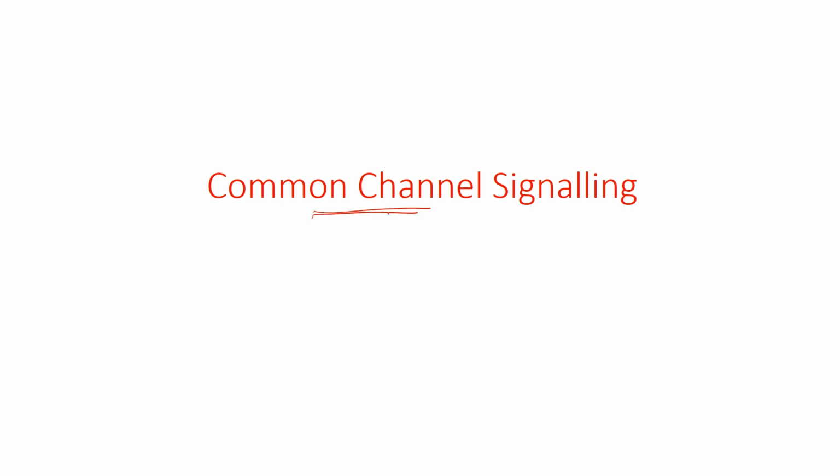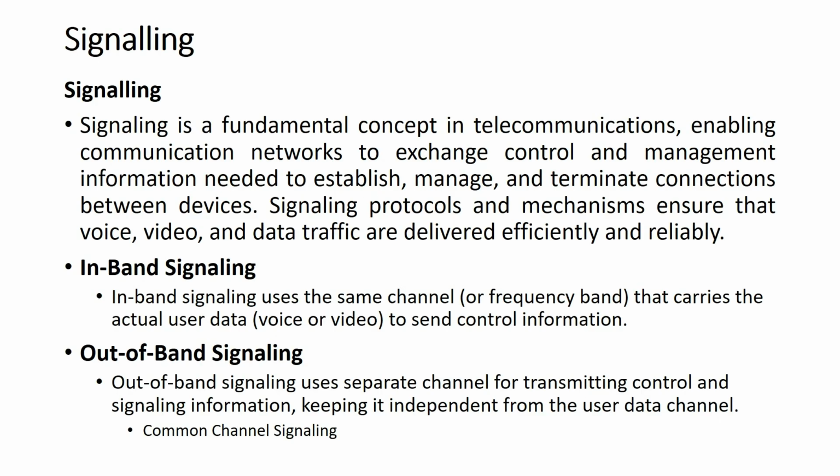Common channel signaling, in the sense, describes the transmission of control signals. Common channel signaling doesn't mean that it uses the common channel for data and transmission signals. It is a kind of out-of-band signaling. Signaling, as I informed, is a basic concept in communication which is used to transfer the control and management signals.